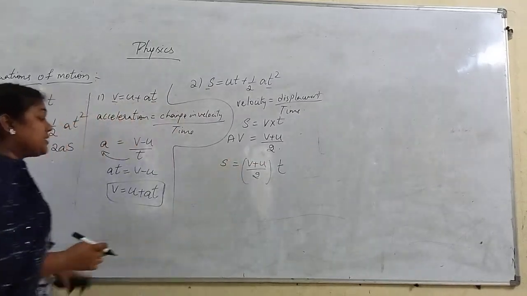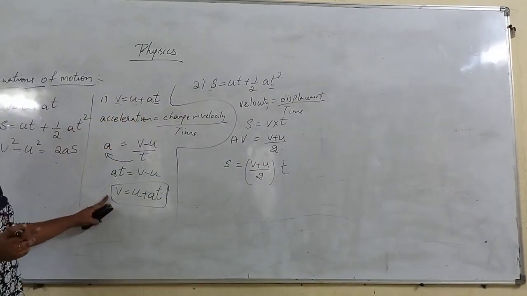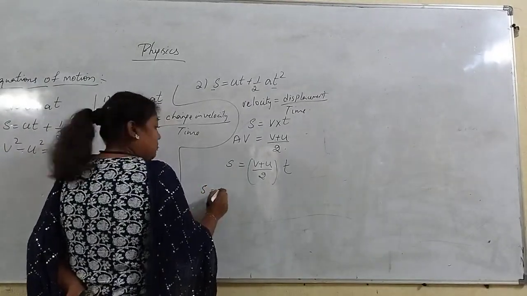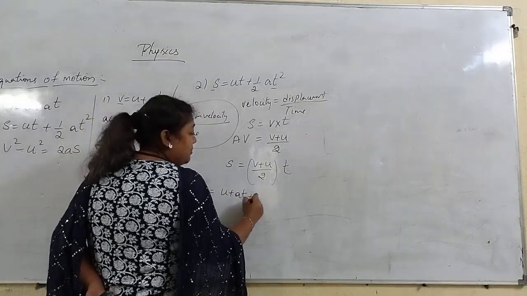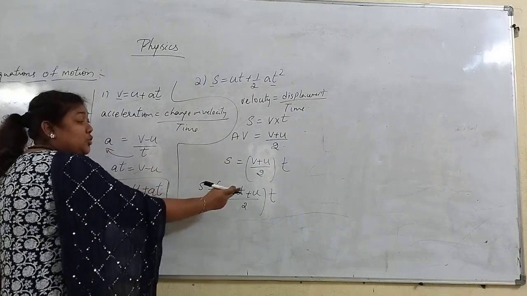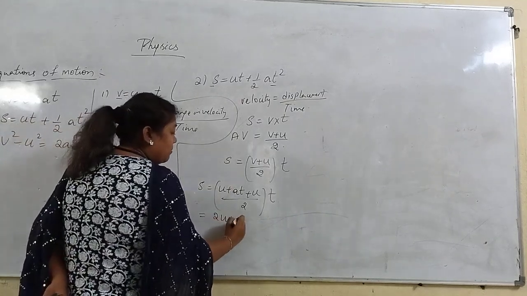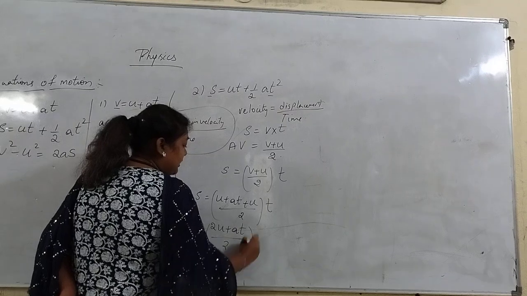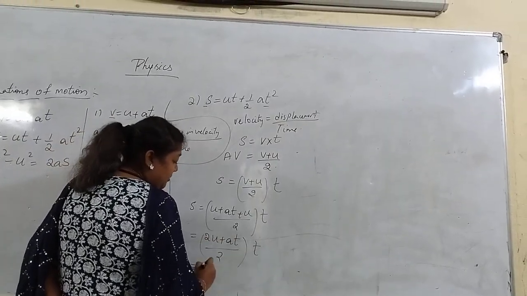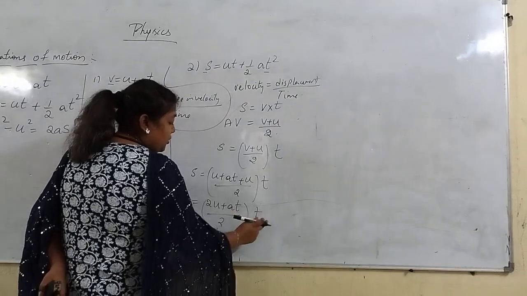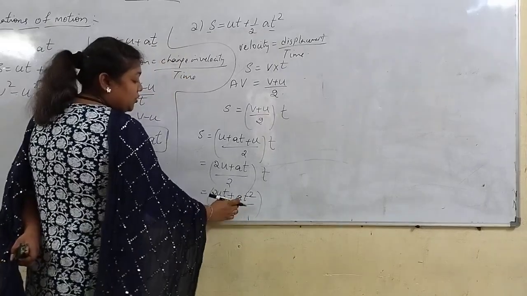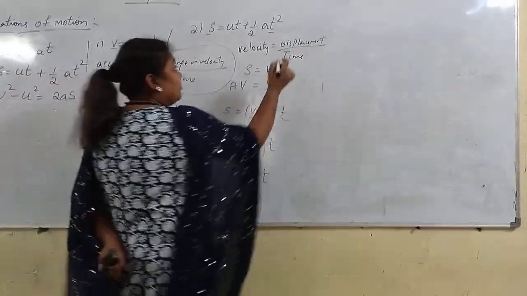Here we have v. From the first equation itself we have v equals u plus at. Substitute this v equals u plus at here. s equals u plus at plus u by 2 into t, and we have two u's, so it will be 2u plus at by 2 into t. By multiplying this t, we get 2ut plus at square, all over 2. Now we are going to divide each term by 2.